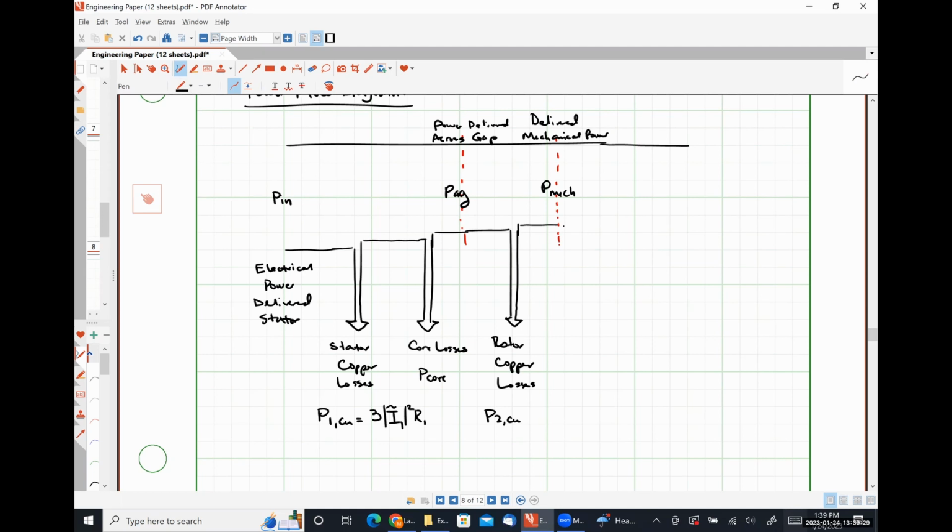All right, but we still have losses to take into account. So for instance, there are going to be friction and windage losses. So effectively what friction and windage losses are is if we have a wound rotor, there's going to be friction between the brushes and the slip ring that is going to cause some power to be lost. Additionally, we have to consider the fact that we have a rotating system, so there's air resistance that needs to be taken into account as well. So that's all lumped together as friction and windage losses.